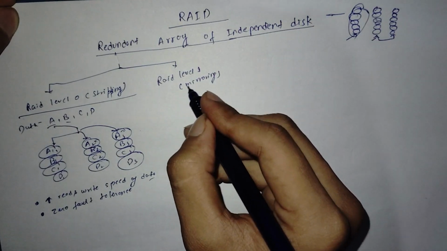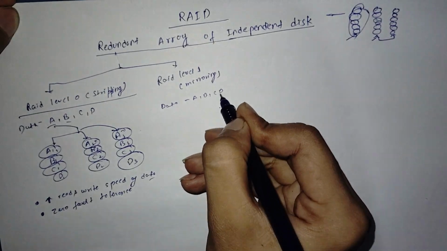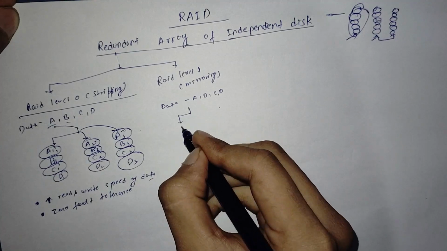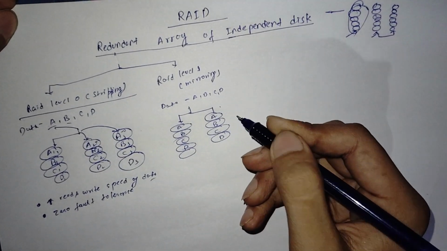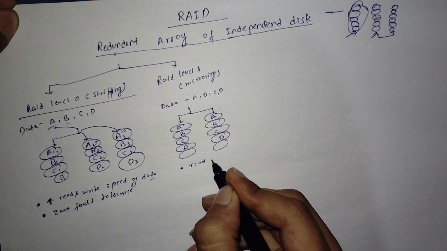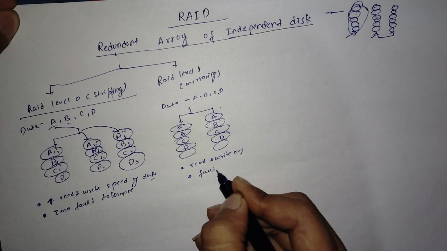What we do in this, let's suppose we have data A, B, C, and D. Now in mirroring, we will have A, B, C, and D, and a mirror copy of A, B, C, and D. Now what does it give? Read and write speed is average, but it gives security, or fault tolerance.